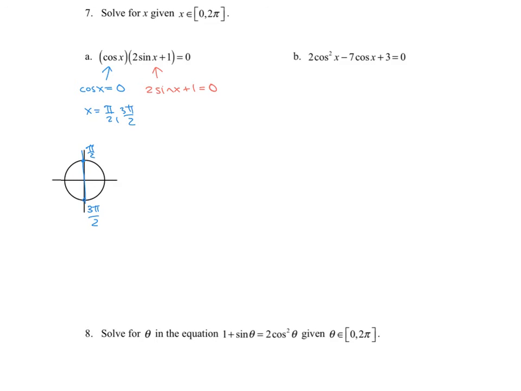And then I also want to solve the second equation. This one I have to isolate sine x. So I subtract the 1 from both sides. 2 sine x equals negative 1. Divide both sides by 2. Sine x equals negative 1/2. And sine x is equal to negative 1/2 at 11 pi over 6 and 7 pi over 6.